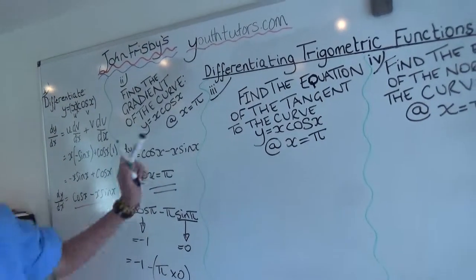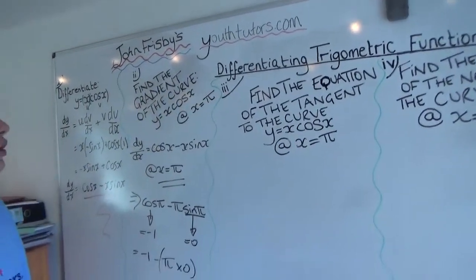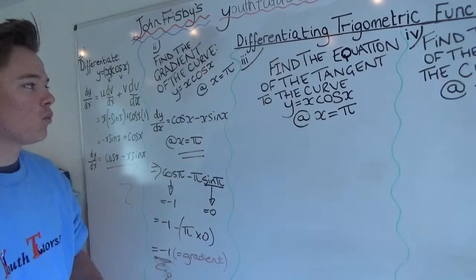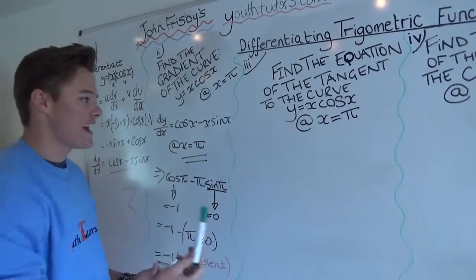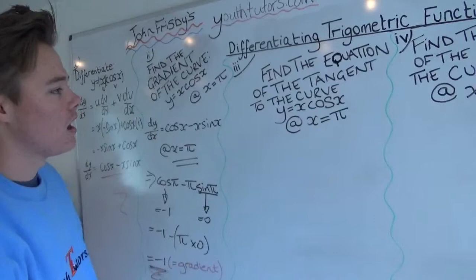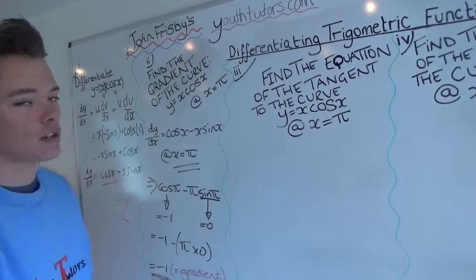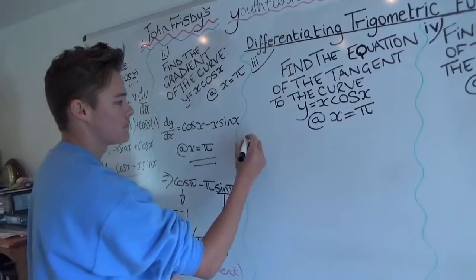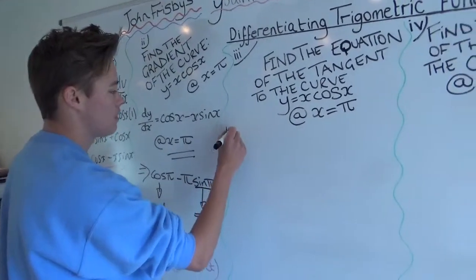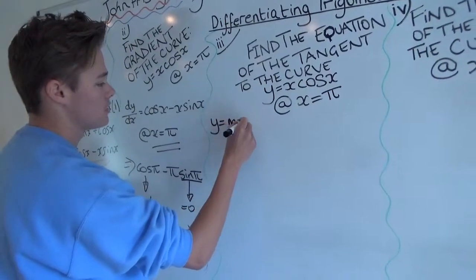Okay, so now we've been asked in part 3 to find the equation of the tangent to the curve y equals x cos x at, again, x is equal to pi. So this here is using y equals mx plus c, for the equation of a straight line, exactly. So I'll quickly write that in here, just so we don't forget.